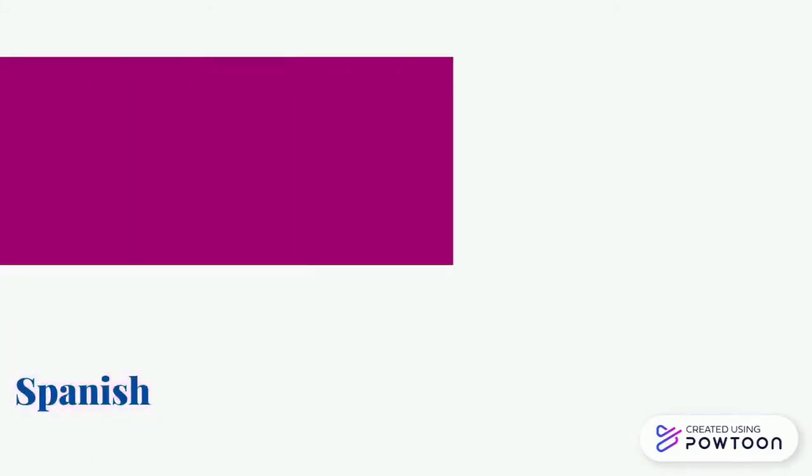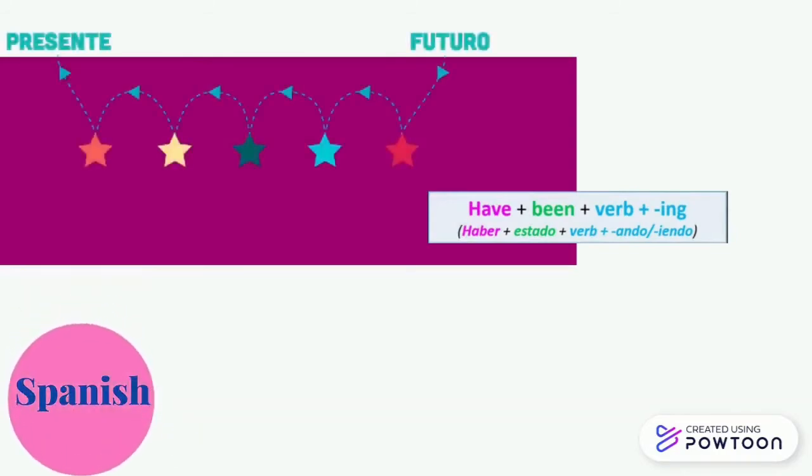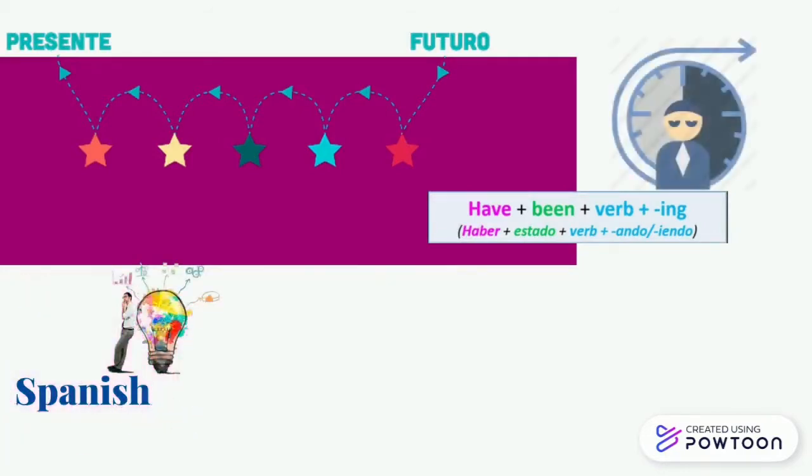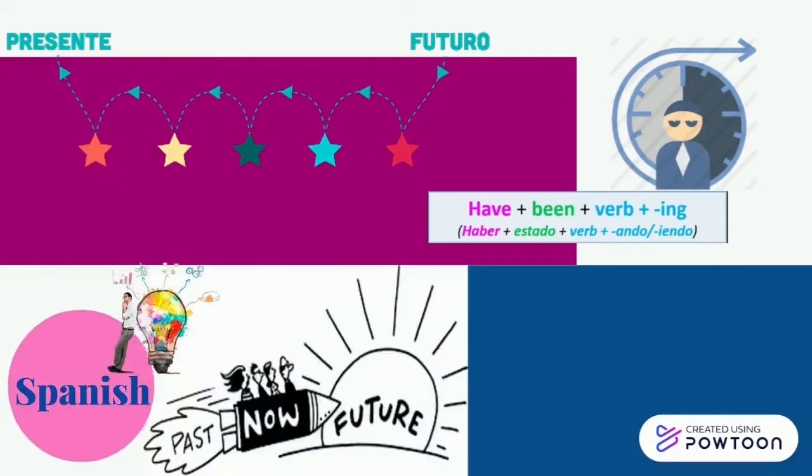Future perfect progressive tense in Spanish. It is formed with the future tense of haber, plus the past participle of estar, and the present participle of the main verb. It emphasizes the long duration of an action whose beginning is not specified, but whose probable completion will be in the future. It is often used to indicate possibility.